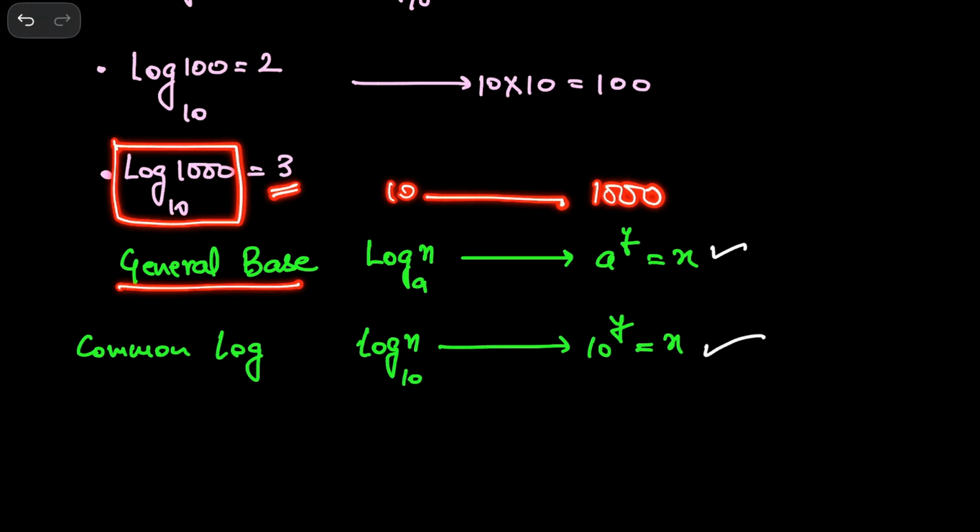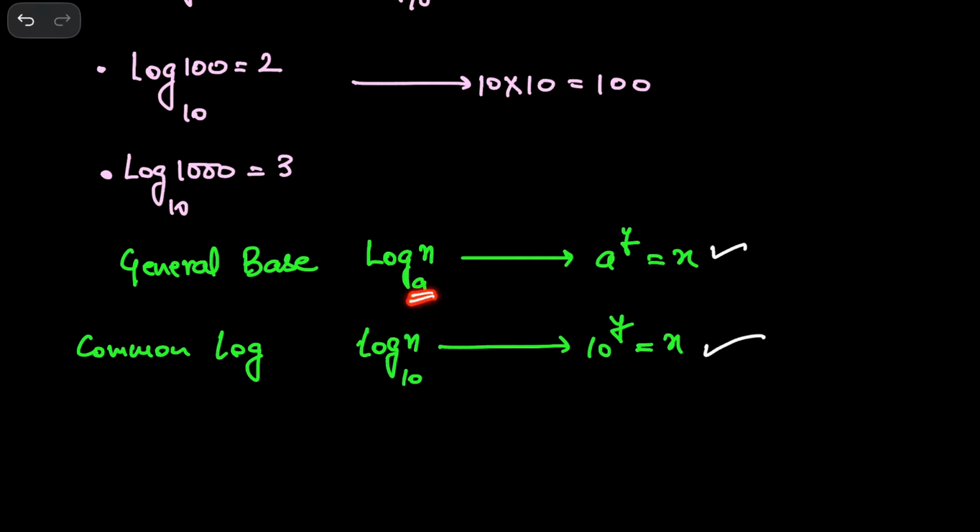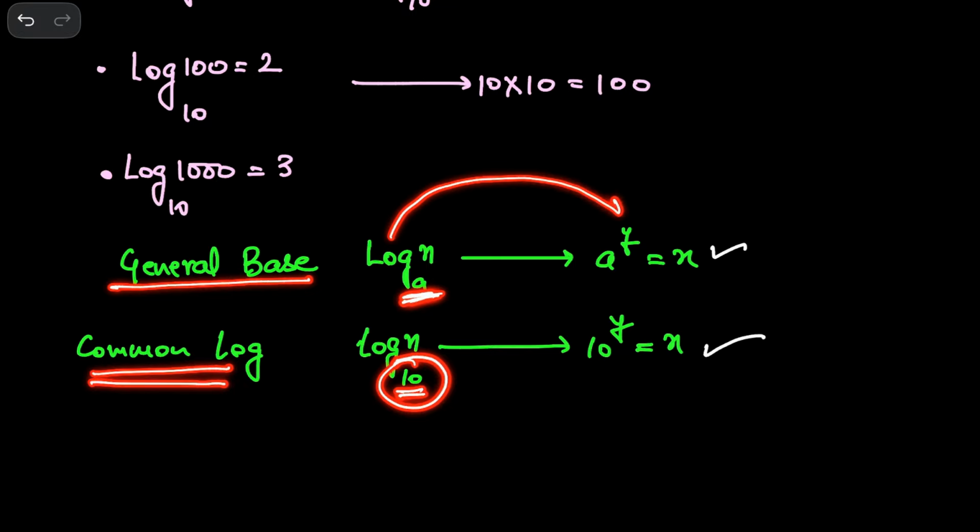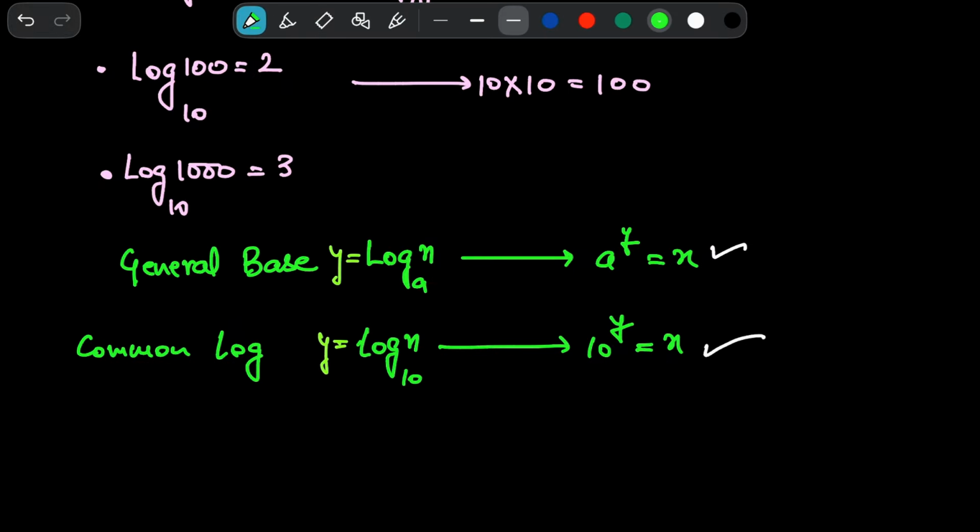A general base can be written as a, and the common base is written as 10. Whenever I say common logarithm, it means I am talking about log of something with base 10. If I am asking about a general base, it means it can be any number. If you want to convert a logarithmic function to an exponential function, I can write it as a with exponent y equals x. And yes, so now we have two expressions.